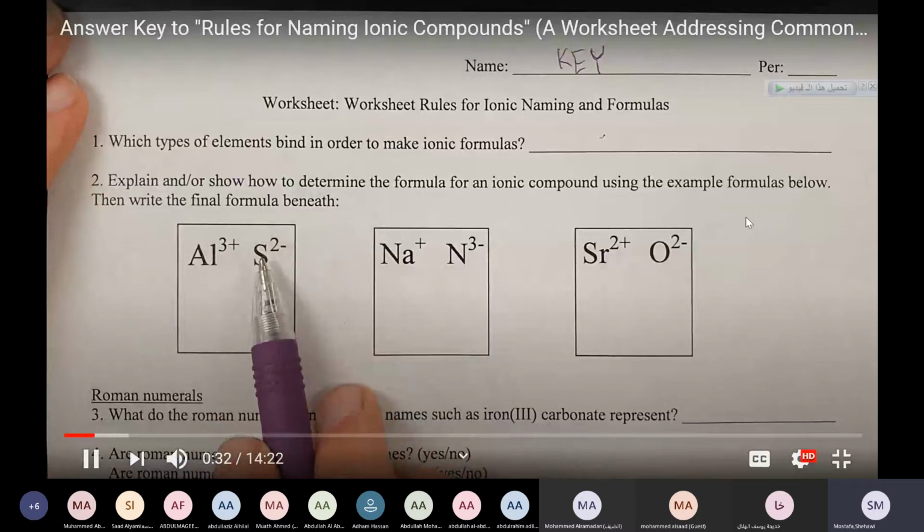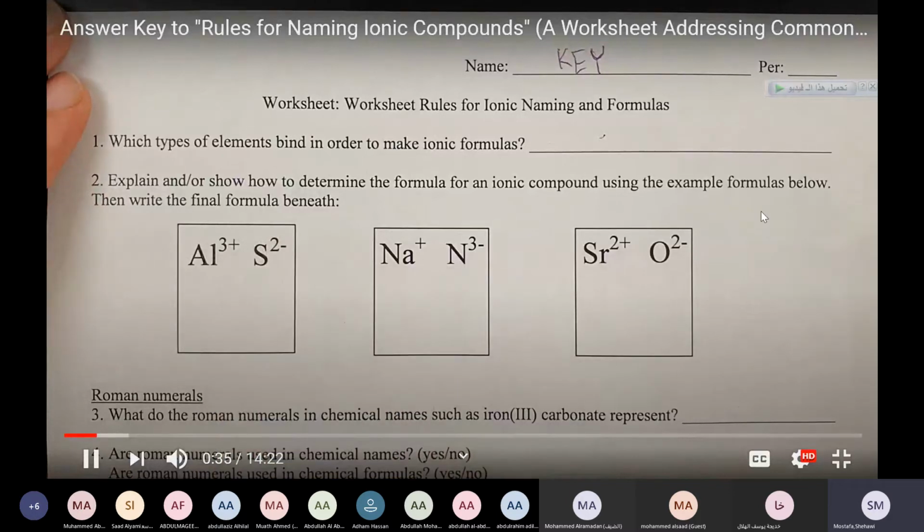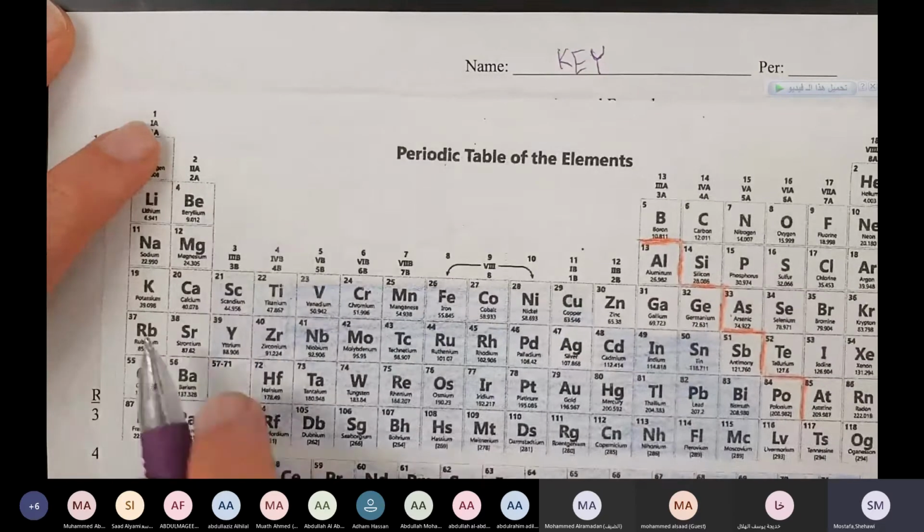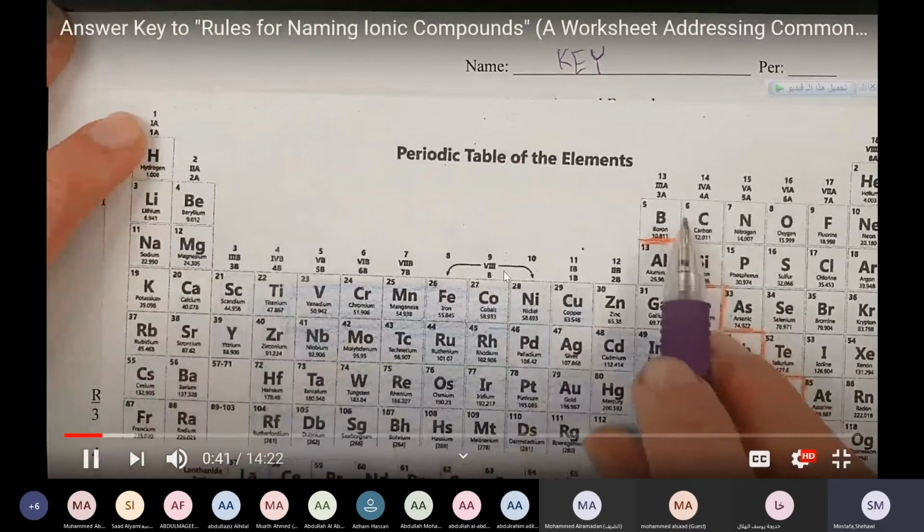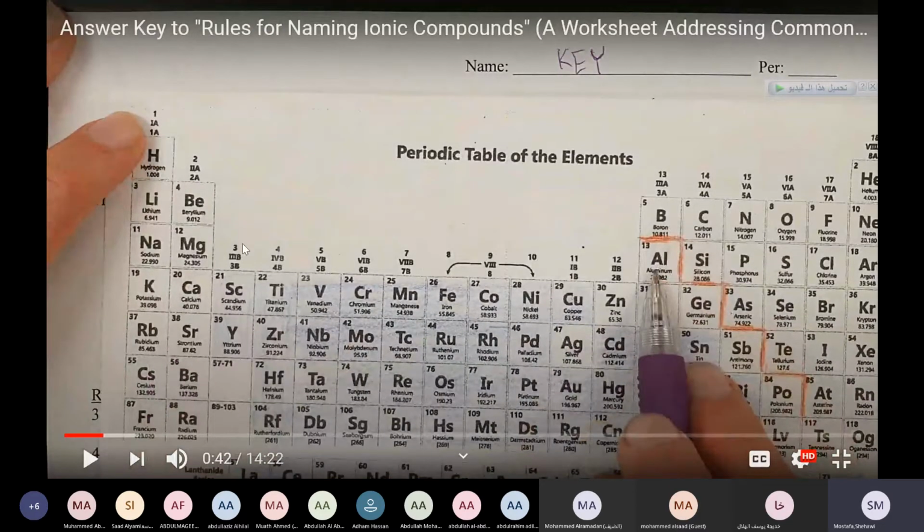If you have an element, you need to figure out its charge. Here I'm being easy on you and giving you the charge already done. If you don't know the charge, like if it doesn't tell you, you have to figure out whether this is +1, +2, +3. It's telling you the charge. How can I figure out the charge of the ion that I have?